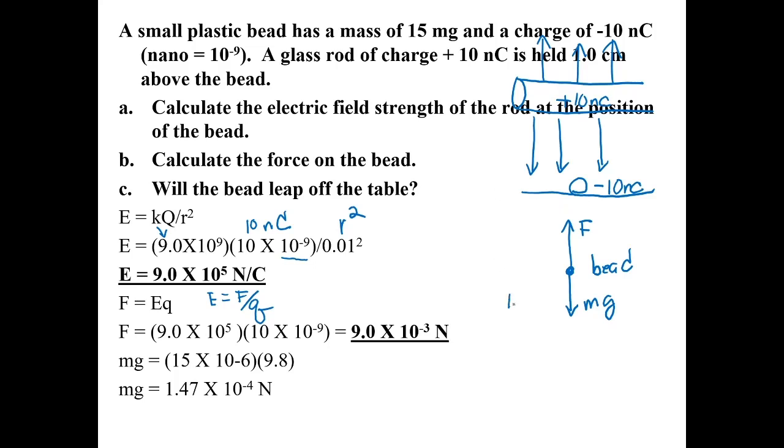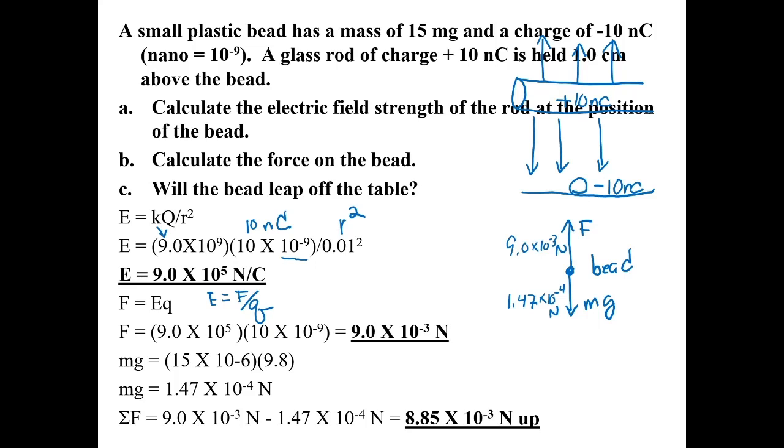That's going down. In fact, let's draw it on the picture here. 1.47 times 10 to the minus 4th. And this is 9 times 10 to the minus 3rd newtons going up. 10 to the minus 3rd is stronger than 10 to the minus 4th. Yeah, this bead will leap off the table.